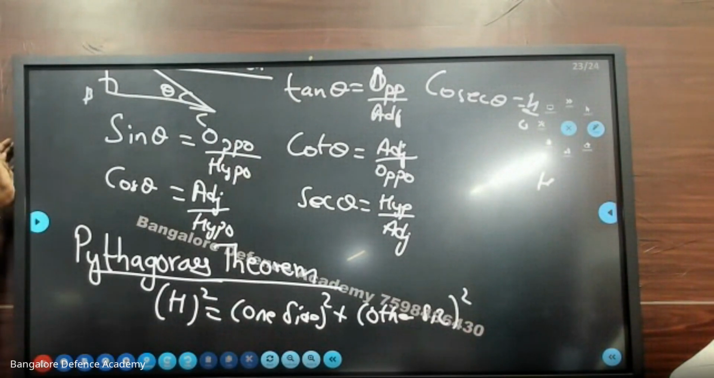Got the point? So start writing all these formulas quickly. Draw the diagram. We'll move on. Start. Start writing down. We'll do some questions.